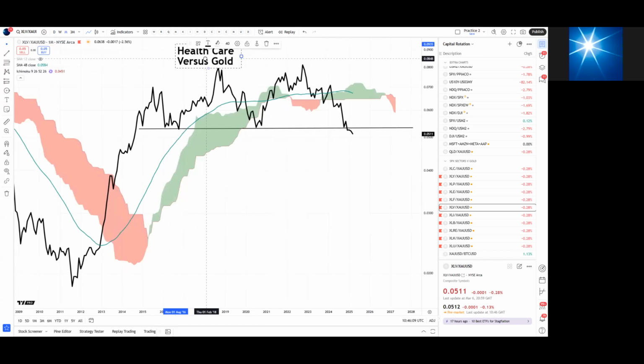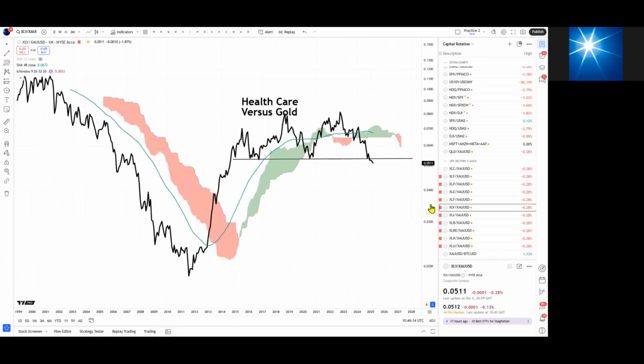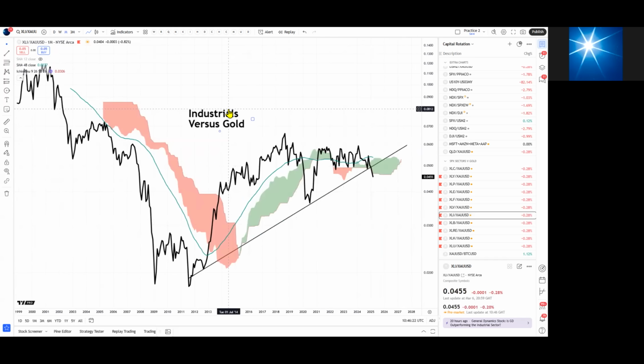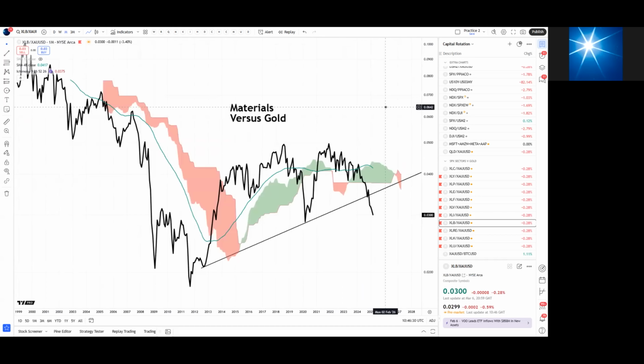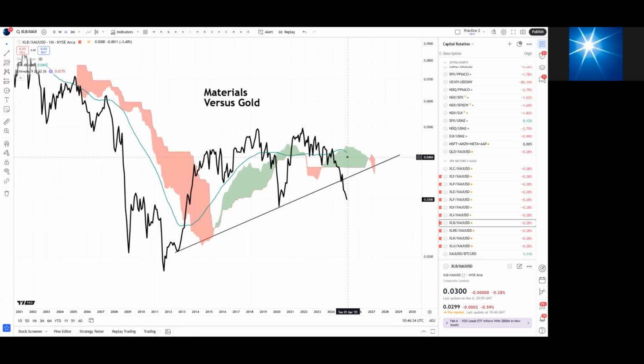XLV is healthcare versus gold, and healthcare, very clear breakdown taking place versus gold now, below the 4-year moving average, below the Ichimoku cloud, below the horizontal support line. We've got industrials versus gold breaking down, below the moving average, below the Ichimoku cloud, and below the rising support line or support zone. Materials versus gold breaking down. So below the Ichimoku cloud, below the moving average, you know the drill.